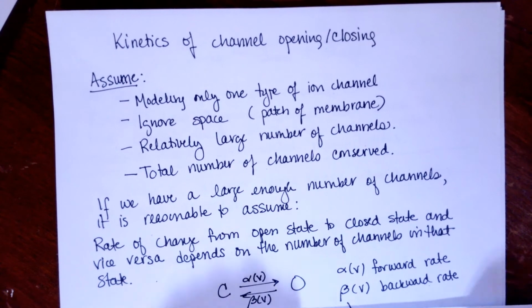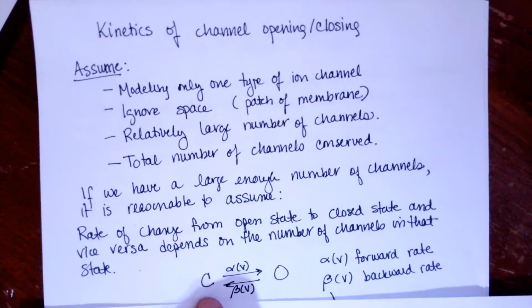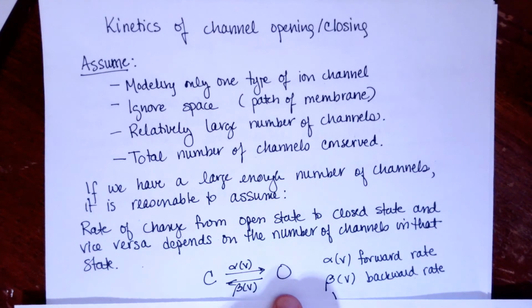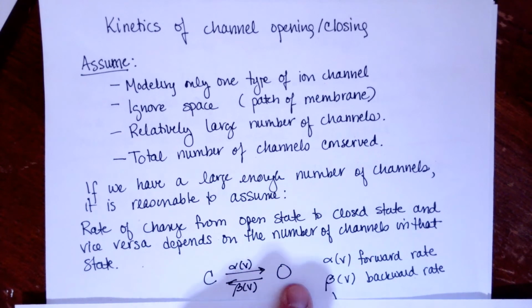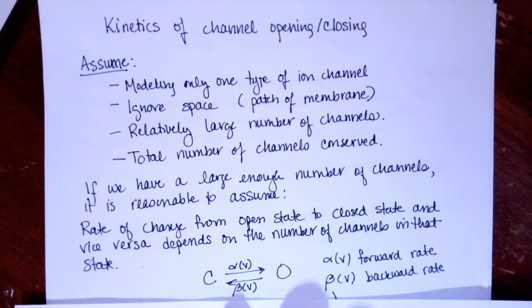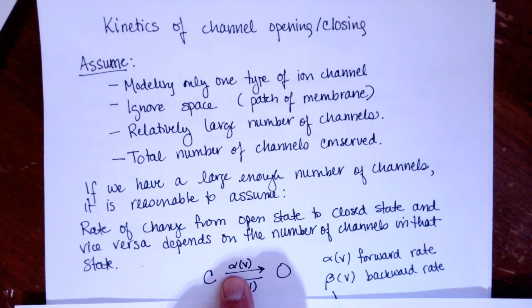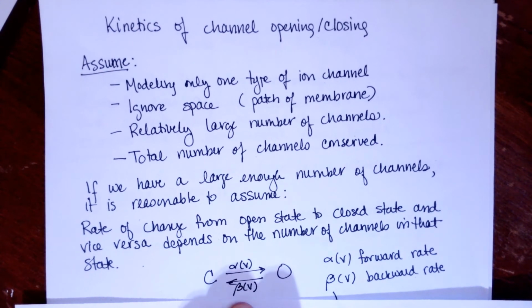So we can think of our states like this. We have a closed state, we have an open state. We have a rate alpha of going from closed to open, and a rate beta of going from open to closed. Now if beta is a constant, alpha is a constant, and they are not functions, they don't depend on anything else, then we would call this a forward rate constant and this a backward rate constant.